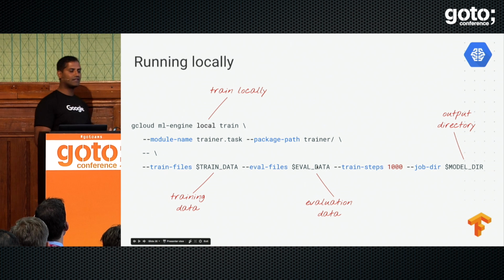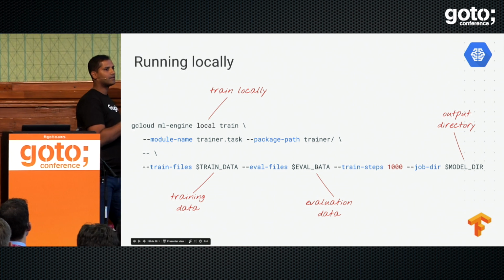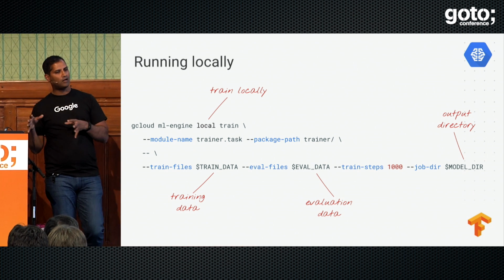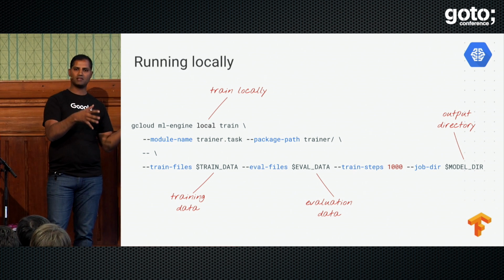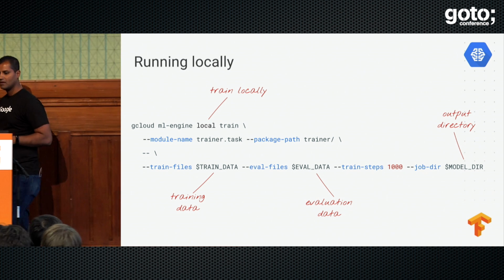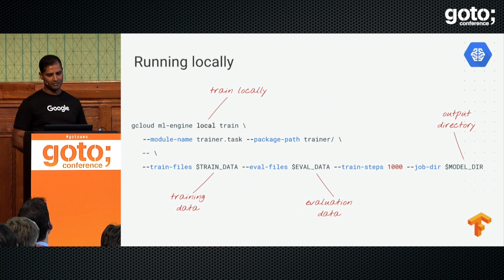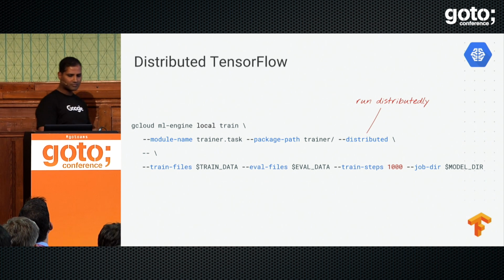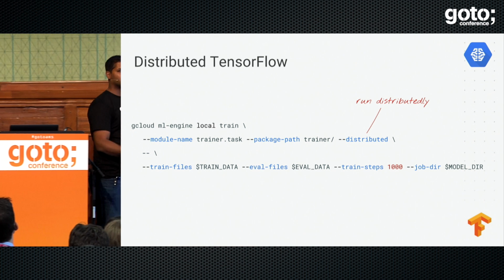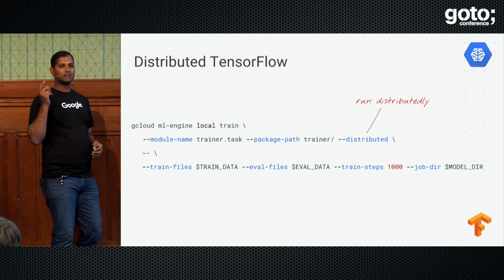So what I just did, I trained it locally, and with the output created, I can look into it with TensorBoard. But of course, we want to have more speed. We want to have more output or better output. So what we can do also is with just one flag, make it a distributed version.